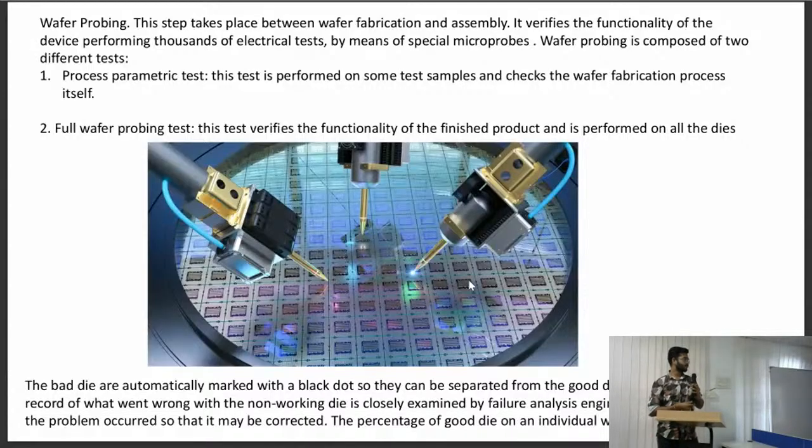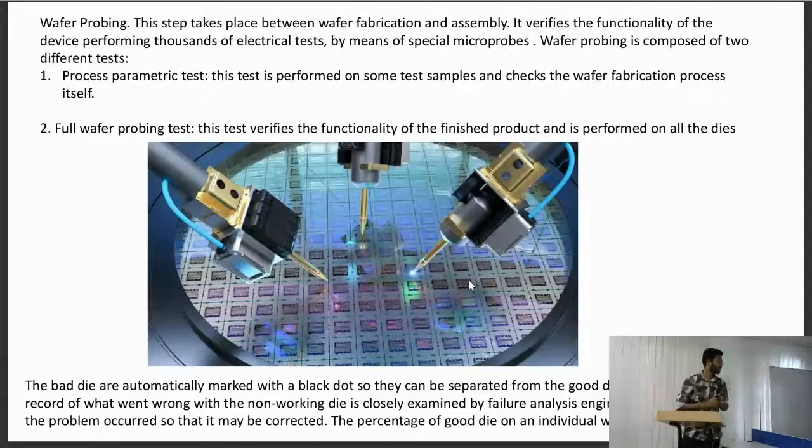Wafer probing is composed of two different tests: one is the process parametric test, and the other is the full wafer probing test. The process parametric test is performed on some test samples and checks the wafer fabrication process itself. We create a silicon wafer, then introduce it into the photolithography process, create a structure on the silicon wafer surface, and then check the functionality and performance of the silicon before it becomes a finalized product. So this is an intermediate procedure, and the full wafer probing test is the final test.